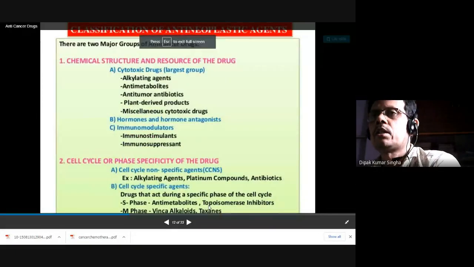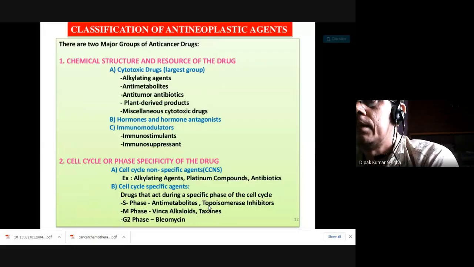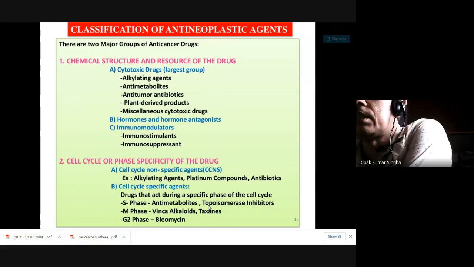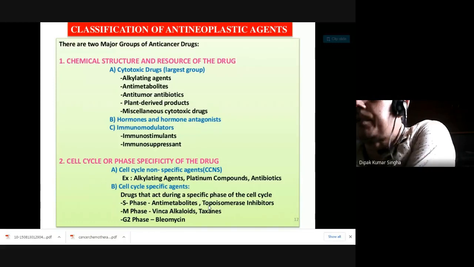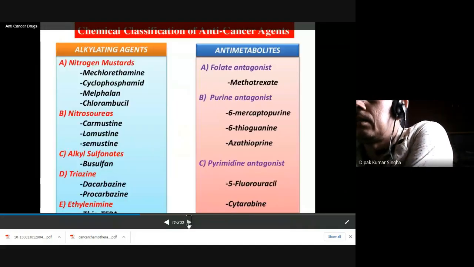So last class we discussed cancer biology and the different classes of anti-cancer drugs which act on the different cancers. Today we will discuss in detail the different chemotherapeutic agents, or the different classes of anti-cancer drugs. First of all, the alkylating agents.